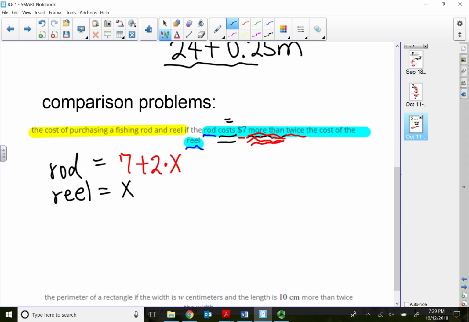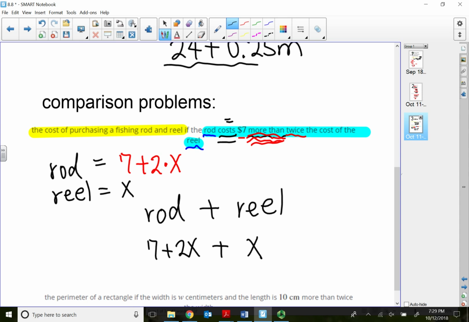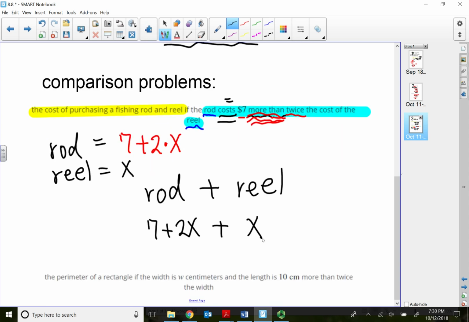All right, so what I highlight in yellow means my answer needs to be the cost of the rod plus the cost of the reel. This plus sign means the cost of buying both things. So what did I just translate for the rod? 7 plus 2x. Now plus the cost of the reel, which is x. So that's my answer: 7 plus 2x is the rod, plus the reel is x.